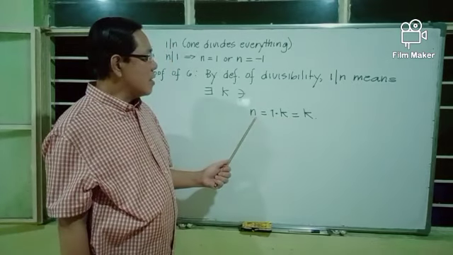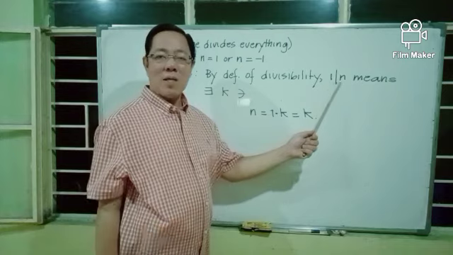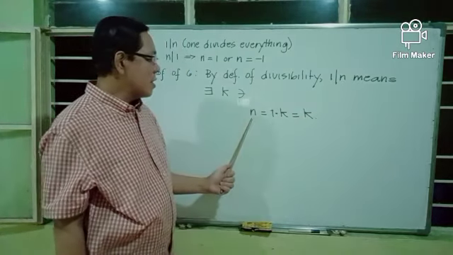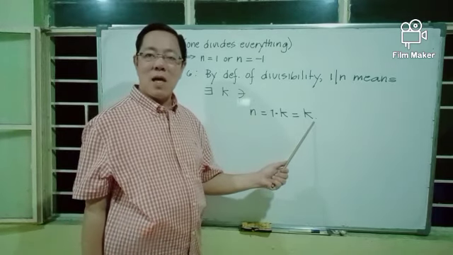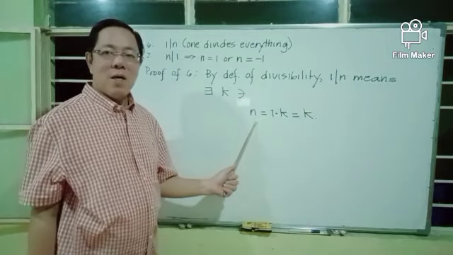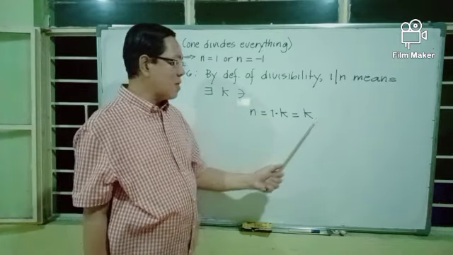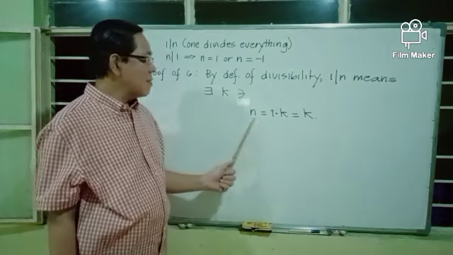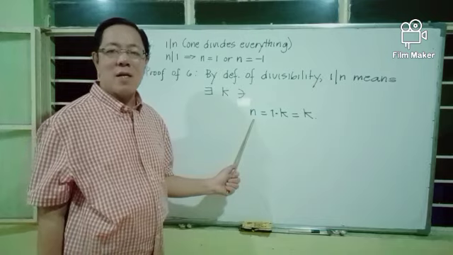Now here n is given because we are given that 1 divides n for any integer n. So n here is given and n is equal to k. Thus we have shown that k exists and k is equal to the number n itself. Therefore we can conclude that 1 divides n because there is an integer k, and that integer k is equal to the number n or integer n itself.